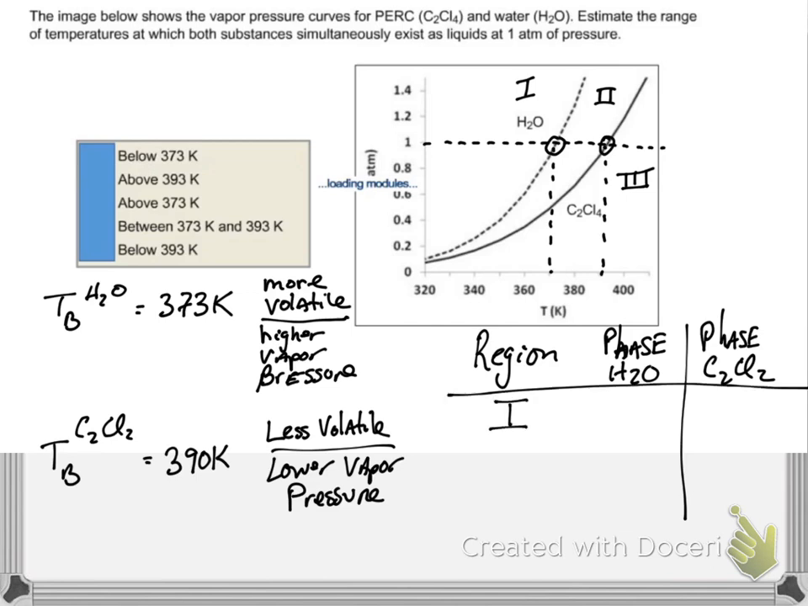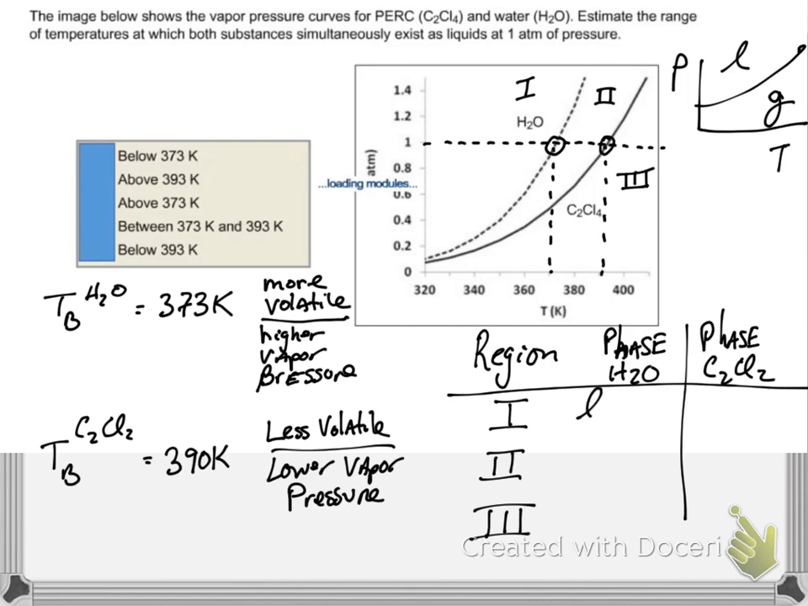Okay, so in region 1, using our guide that we talked about in class, if the region is above the line for a particular substance, that substance will be in the liquid form. If we're below the line, then we would be in the gas form. So let's see what that means. In region 1, water is a liquid because region 1 is to the left, above the dashed line for water. It's also above the solid line for C2Cl4, so they are both liquids in region 1.